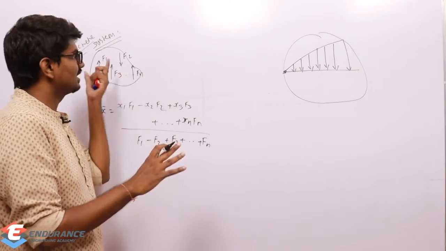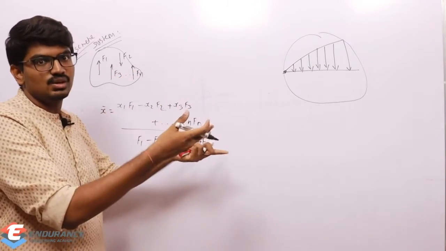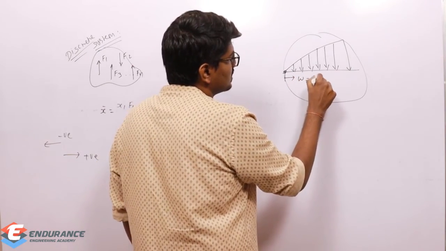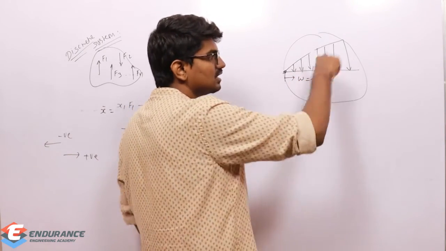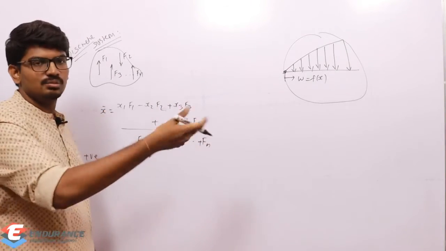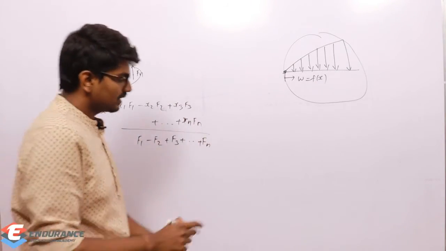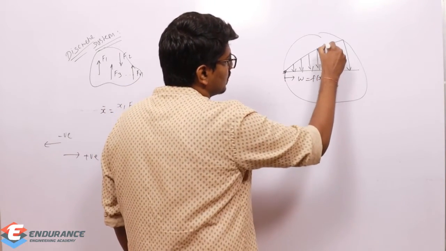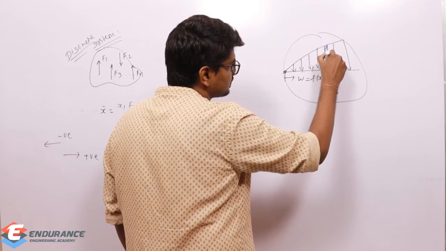If it is not discrete, if it is continuous, here the load will be distributed. The load will be a function of x. As x varies, the load will also vary. Similarly, if it is vertical, then it will be a function of y. So what you need to do in this case, simple, take a small strip.